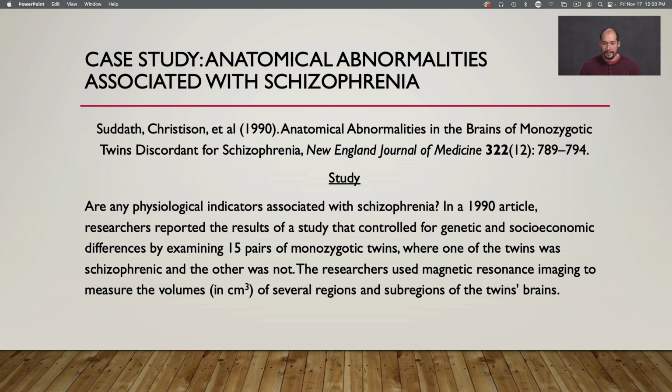So in this 1990 article, researchers reported the use of a study that controlled for genetic and socioeconomic differences by examining 15 pairs of monozygotic twins where one twin was schizophrenic and the other was not. The researchers used MRI imaging to measure the volumes of several regions in the brain.